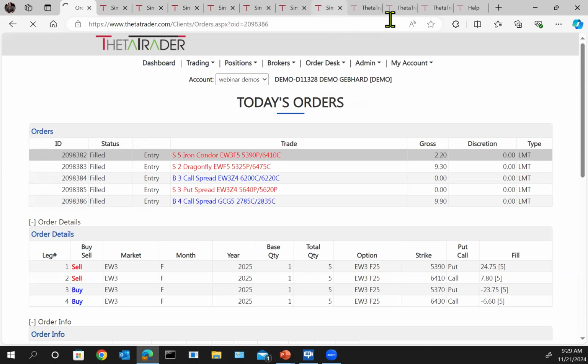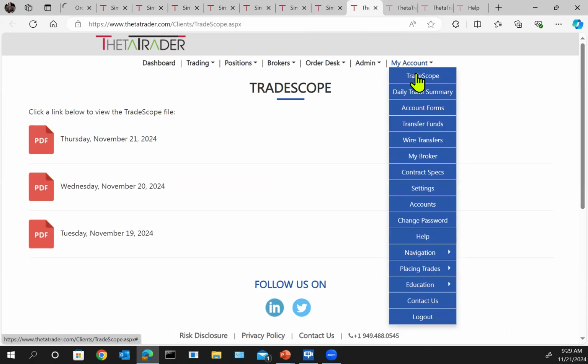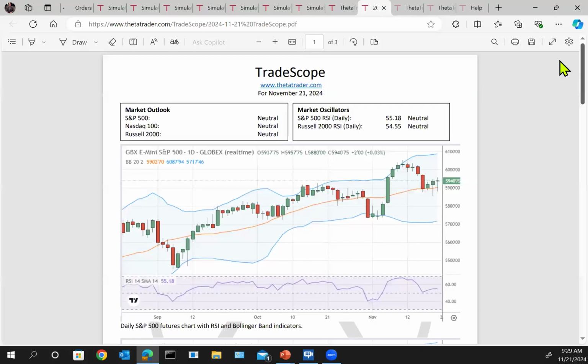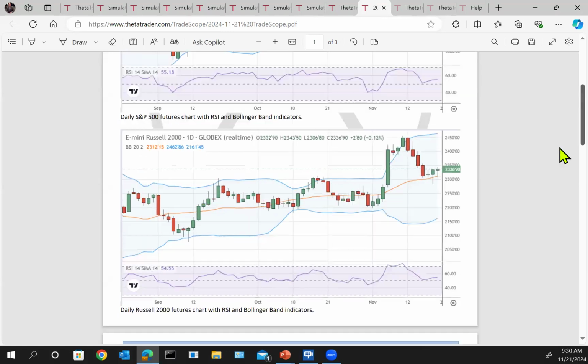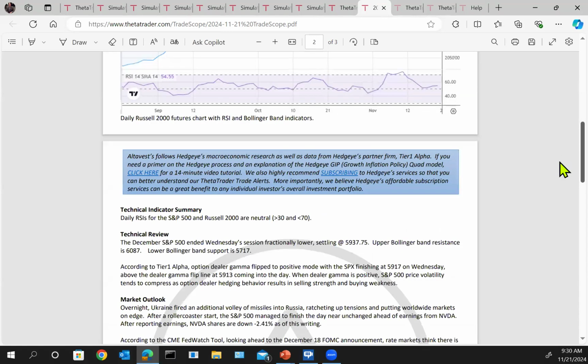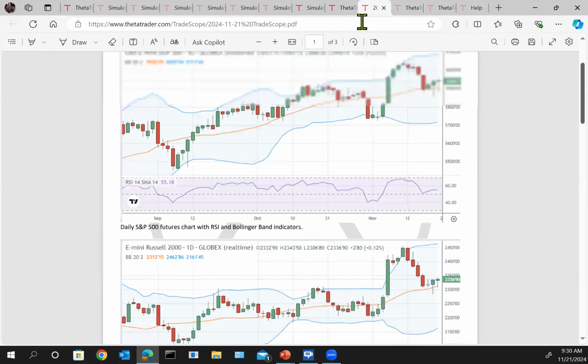And I'll also point out that we do have research up here. We have something called TradeScope we do every day with a little bit of technical analysis. And I know the presenter, Tim, before me did a lot of candlestick work. We use candlesticks as well. But this provides a technical review and also kind of an outlook as to what might be ahead.